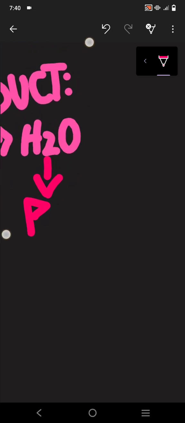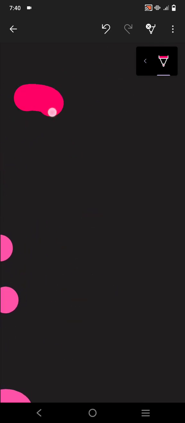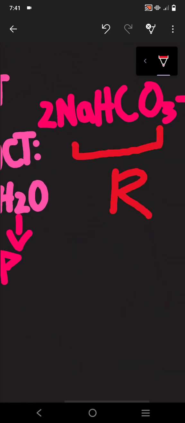Now we will have a look at another example: 2NaHCO3. Okay, sodium bicarbonate is the reactant. Now it is being converted into what? It is being converted into sodium carbonate, water and carbon dioxide.